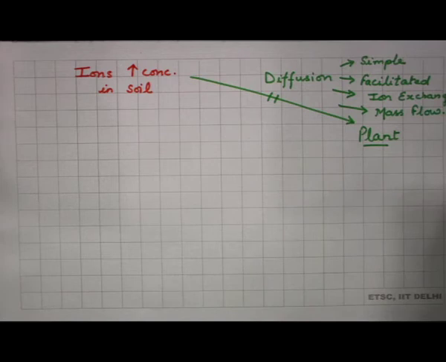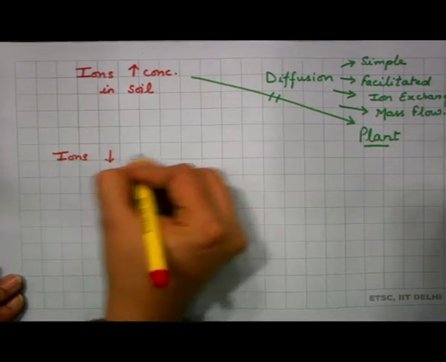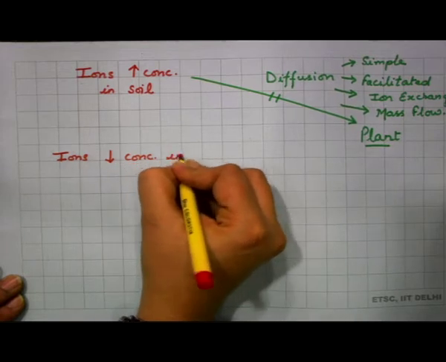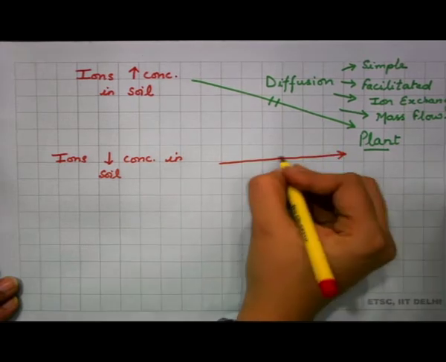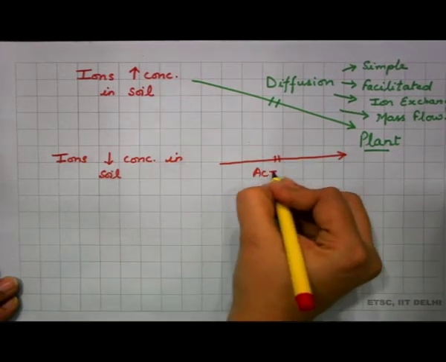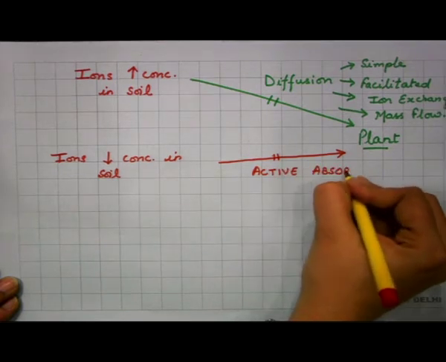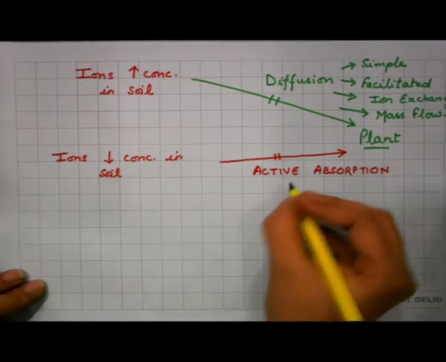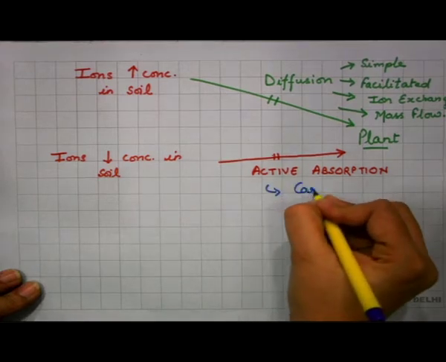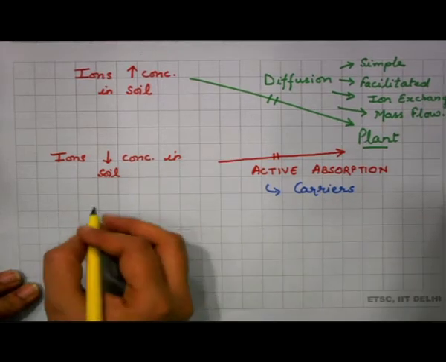Now, the second thing that we saw was if ions are present in low concentration in soil, then their uptake will be aided through active mechanisms. So, there will be active absorption. This active absorption requires the carrier proteins. These carrier proteins are transmembrane proteins.